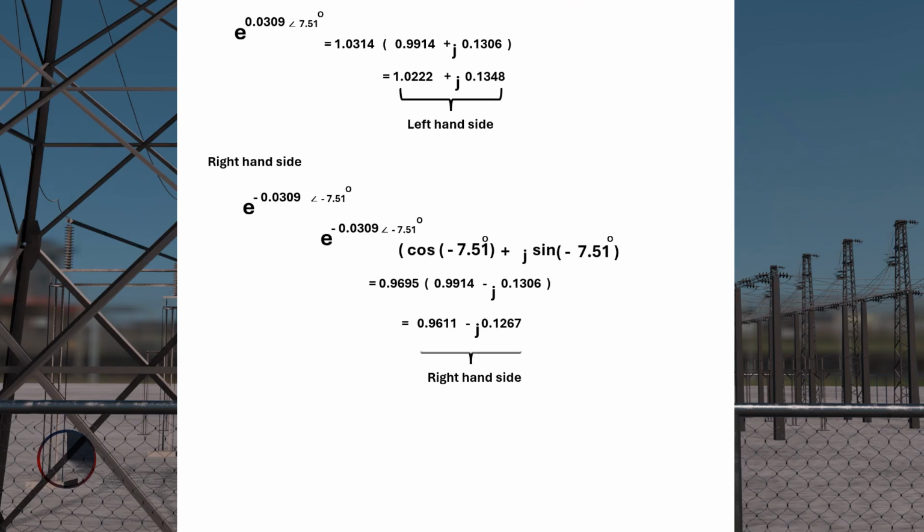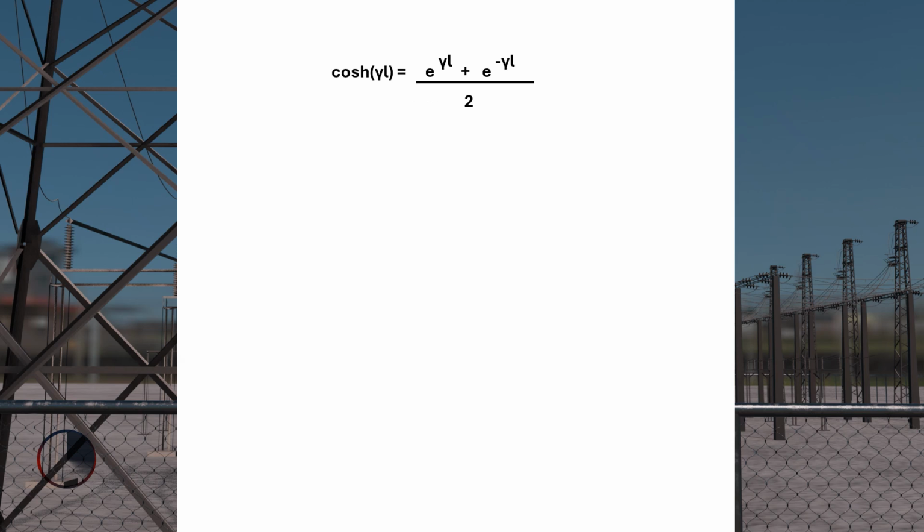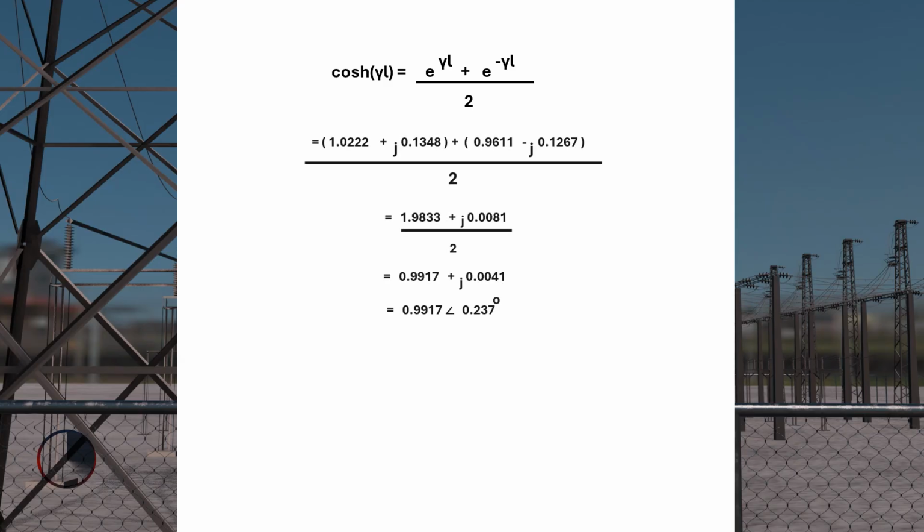According to the equation for cosh gamma L, which is given by Euler's formula as cosh gamma L equals e raised to power gamma L plus e raised to power minus gamma L divided by 2, we can proceed with the substitution accordingly. When simplified, cosh gamma L becomes 0.9917 plus j 0.0041. Finally, when converted to polar form, the result is 0.9917 at an angle of 0.237 degrees.